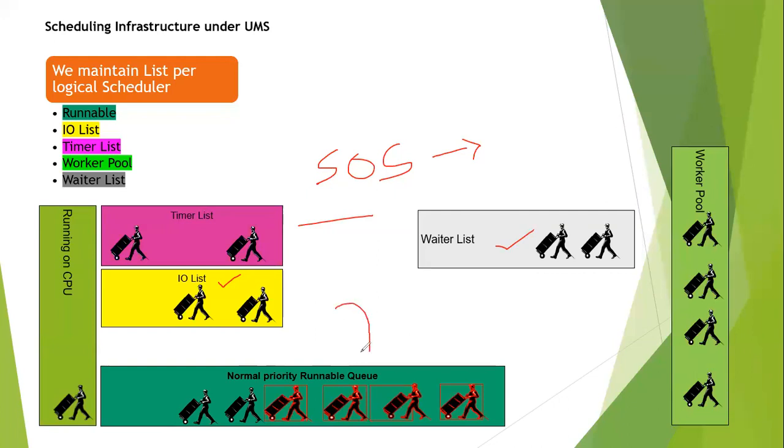The threads which are available in the runnable queue are waiting for the thread which is currently executing on the CPU to yield. Yielding, in this context, is nothing but coming out of the CPU and going back to the SQL operating system scheduler. So the thread is waiting for the CPU to be available. In simple words, the thread in the runnable queue is waiting for the CPU to be available to execute.